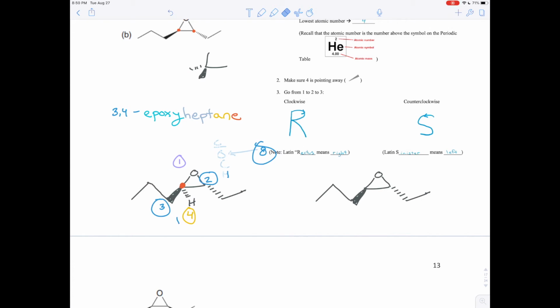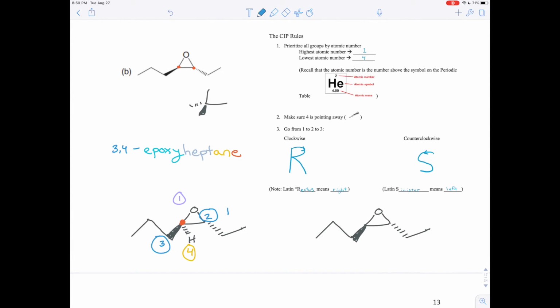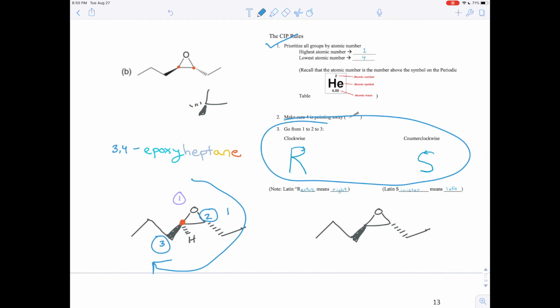Now once you have the priorities assigned, you want to check to make sure that 4 is pointing away. And here we're lucky again, it is pointing away. If it is pointing away, you can ignore it and go to step 3. In step 3, you go from 1 to 2 to 3. And if it's clockwise, then it's right-handed, and if it's counterclockwise, it's left-handed. So we go from 1 to 2 to 3, and this here is clockwise, so it is R.